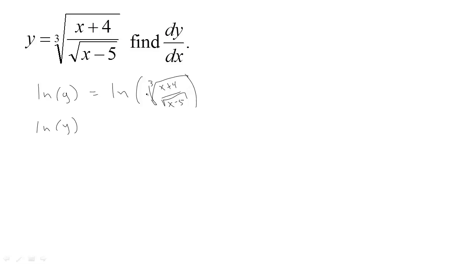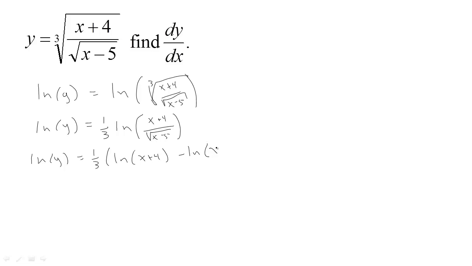Now, the first thing we can do, this cube root is a 1/3 power, so we could bring that down in front. And we have 1/3 the natural log of x plus 4 over the square root of x minus 5. Now we have the natural log of a quotient, so we could rewrite this as 1/3 times the natural log of x plus 4 minus the natural log of x minus 5 to the 1/2 power.